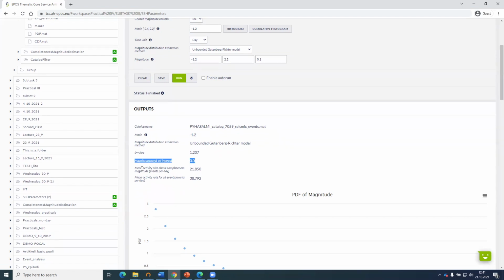And then this is the mean activity rate above the completeness magnitude and the mean activity for all events. So these are the activities: how many events we are having per day over the minimum magnitude that we set, and down here is the one which contains all of the events. You can see that approximately more than half is above this minimum level.